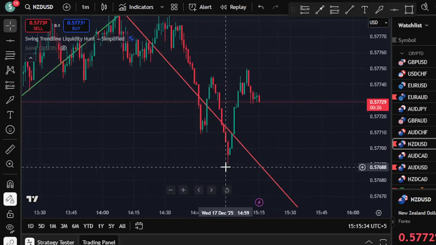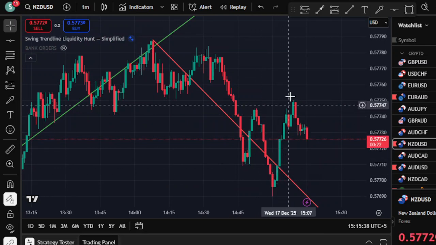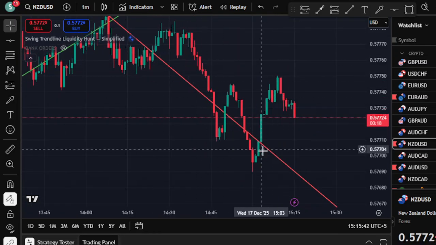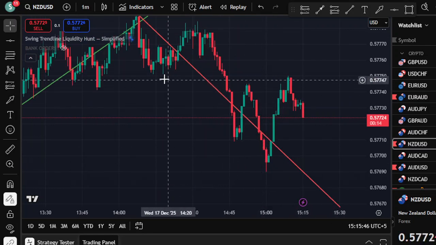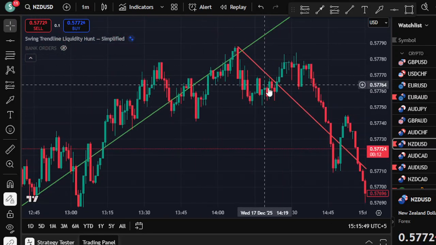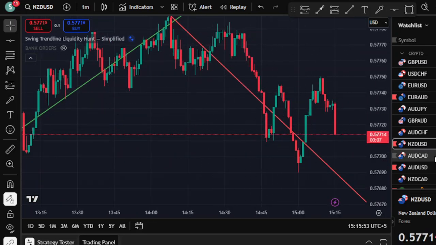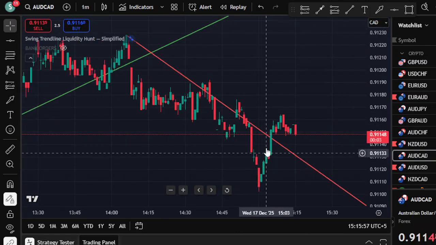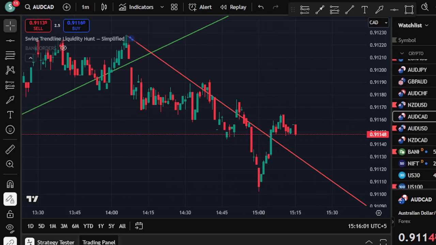For example, the NZD/USD setup: the price was here, the trend line was printed. Now you can see the price has liquidated the upper side. So when the red trend line is printed, it means this is a buy. When the green trend line is printed, it means this is a sell. After the drop, it printed a new trend line, and this has already given the profit. So this is another profitable trade. When the red was printed, the price broke that one.